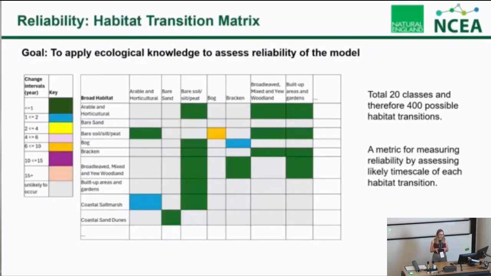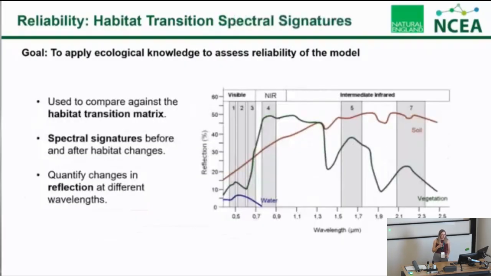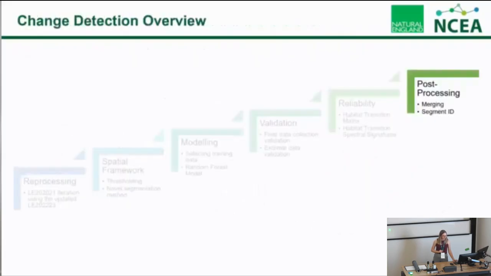So there's a total of 20 classes, and we're looking at the 400 possible habitat transitions and measuring the likely timescale of these changes to then level up or down the reliability. And we're doing this by exploring also the spectral signatures between these transitions and comparing this against our habitat matrix. And we also want to quantify those key changes in reflection at different wavelengths.